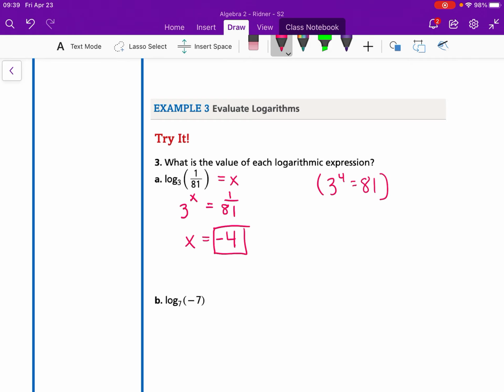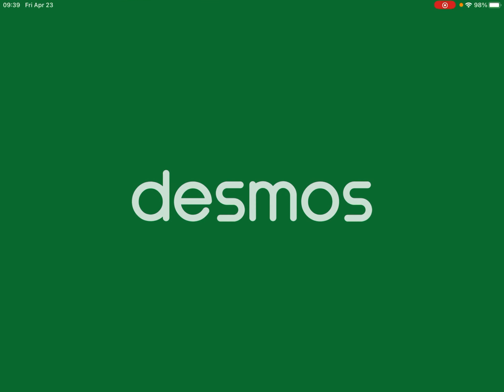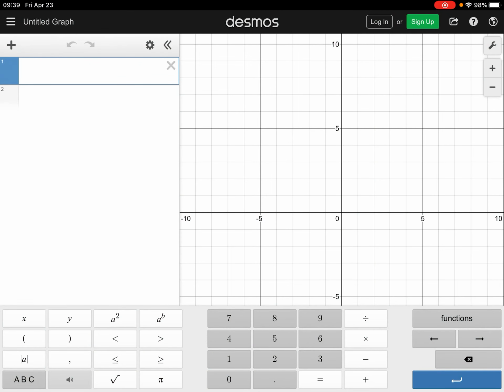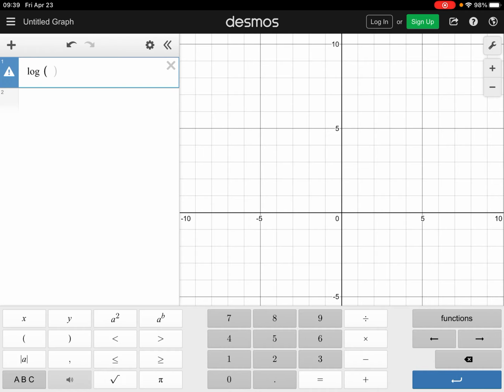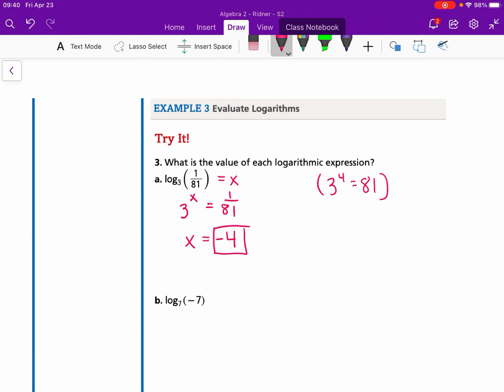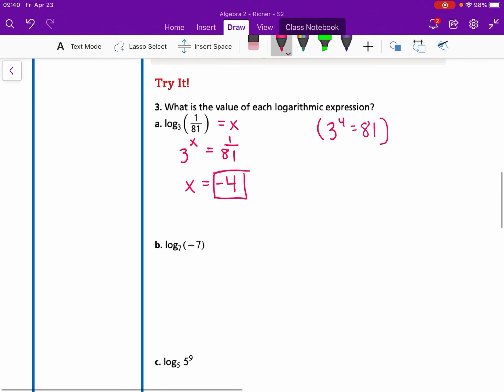Now, some of your brains are probably like, excuse me, do what? So, lucky you, we're going to open up Desmos. We're going to go to Functions, Miscellaneous, and we're going to choose the one that says log A. So it's log base 3 of 1 divided by 81, and it's going to give us the answer. And life is easy. So that's definitely going to be your easy route. And you will always have a calculator, so you don't have to worry about it, but just know that that's what your calculator is doing.